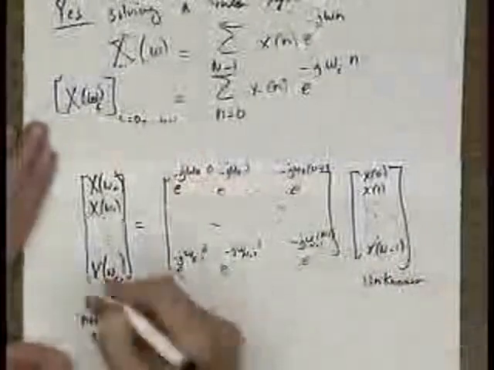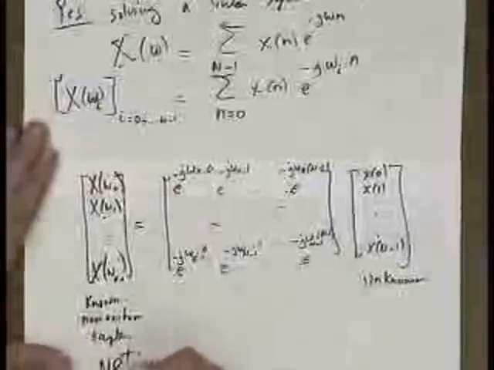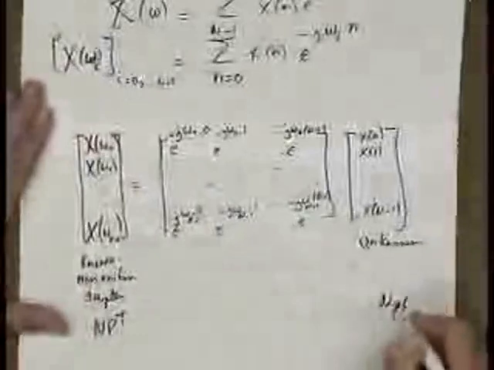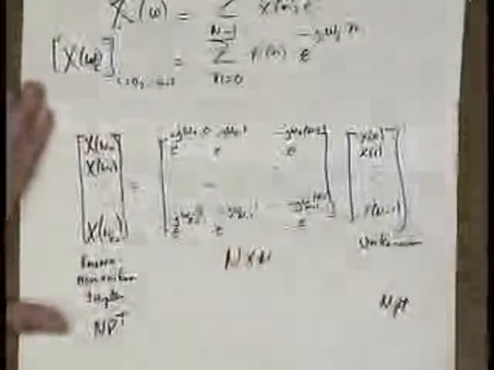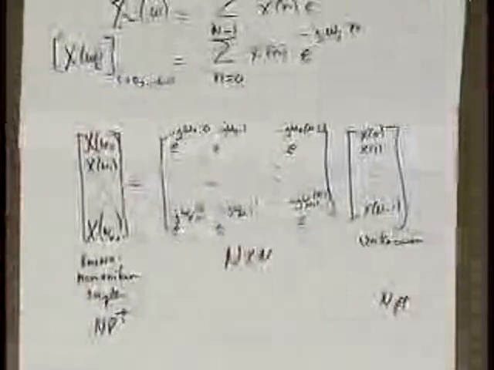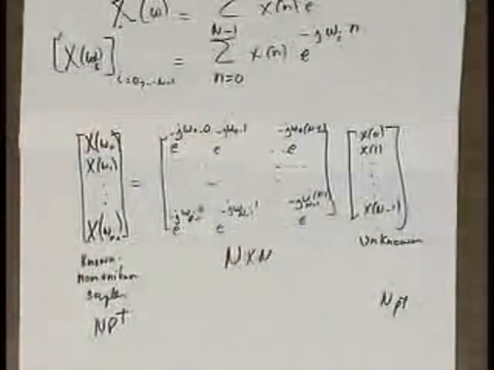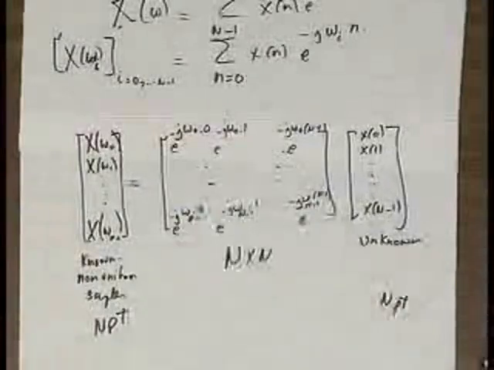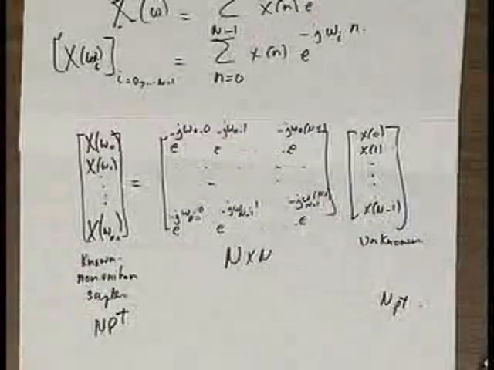This is an n-point vector, this is an n-point vector, and this is an n by n matrix. There's only a danger of one thing going wrong. And what's that thing? That this matrix could be singular. And under what conditions can it be singular, or can it be singular?